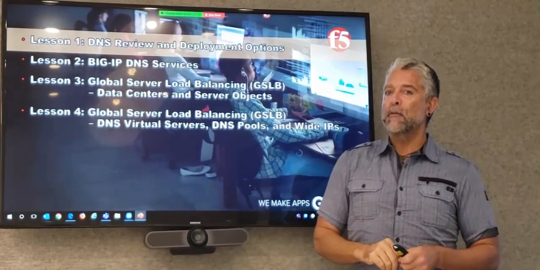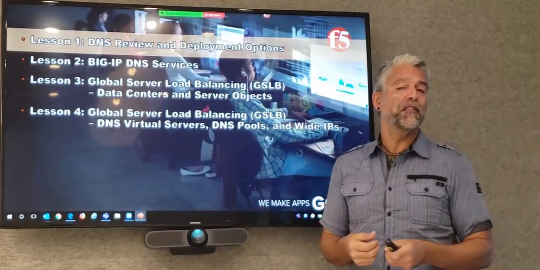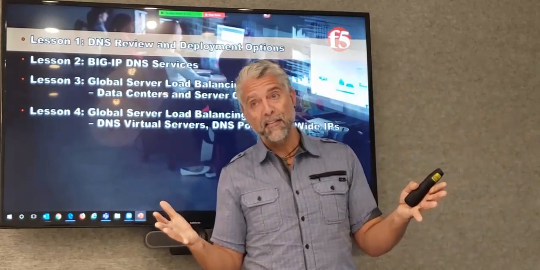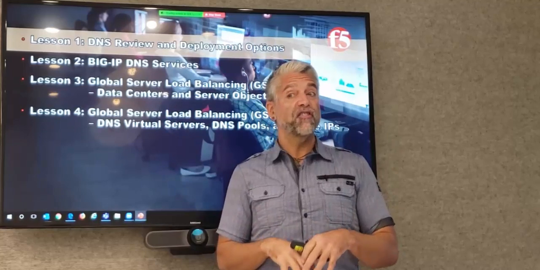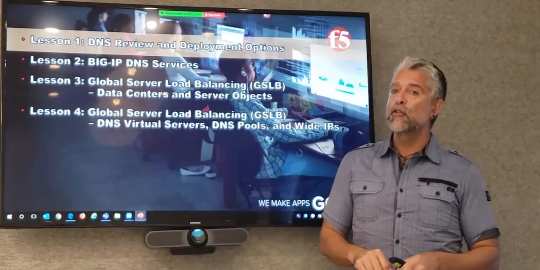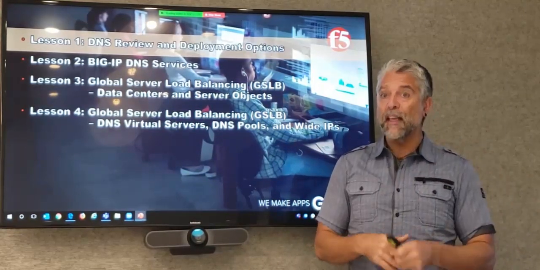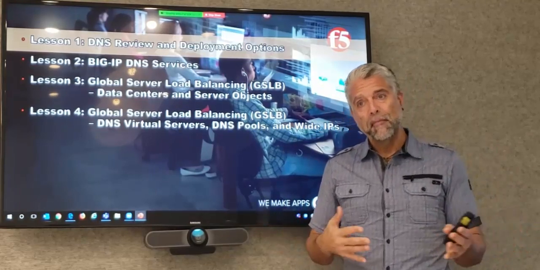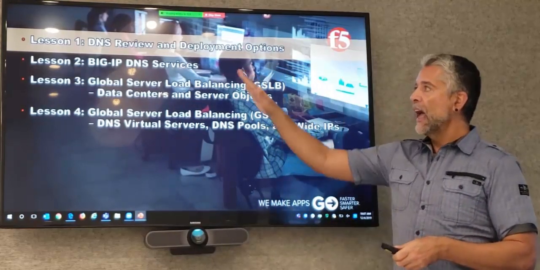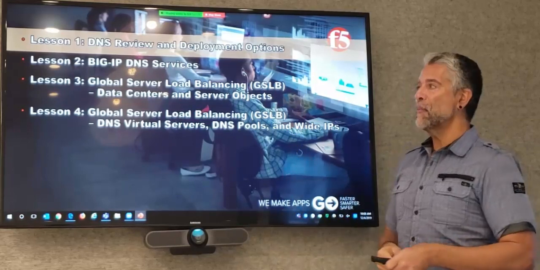So the first thing we're going to talk about this morning is an overview, a reminder, a review if it's new for you, of just what DNS is in general. That would be standard DNS. And also how different organizations typically deploy DNS out in their environments. Then lesson 2 will focus more on the F5 BIG-IP DNS and what it can do, and compare it to what the standard DNS does. And talk about the different services that are available with BIG-IP DNS.